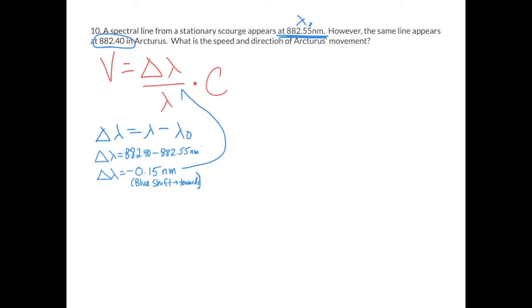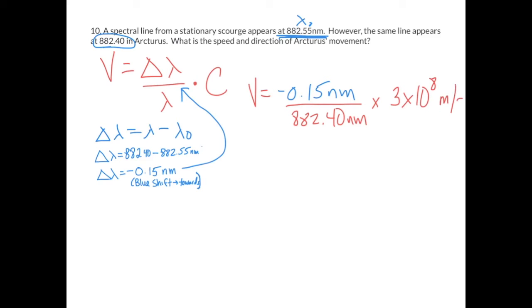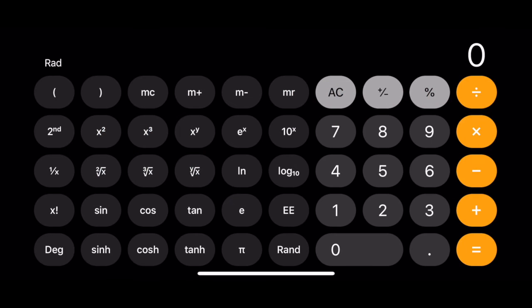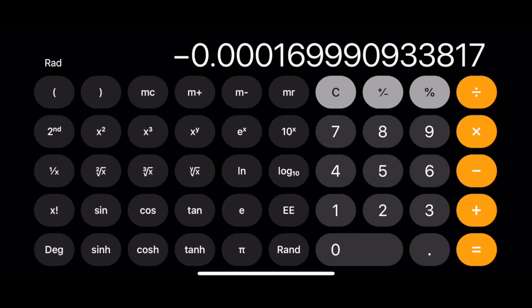So we can take our Doppler shift and plug it into the velocity equation. So velocity equals negative 0.15 nanometers divided by the wavelength from the star, which is 882.40 nanometers, times the speed of light, which is 3 times 10 to the 8th meters per second. To calculate this, we'll take the Doppler shift we calculated, which is negative 0.15, divide that by our observed wavelength, which is 882.40, and we'll get this.